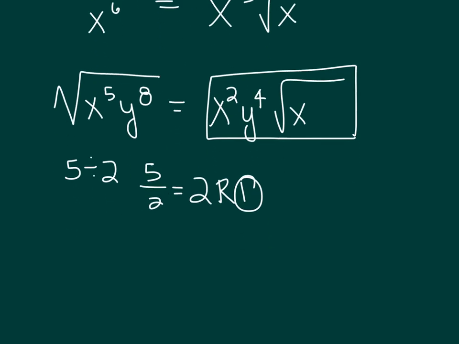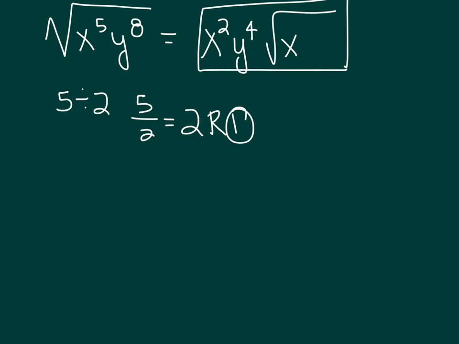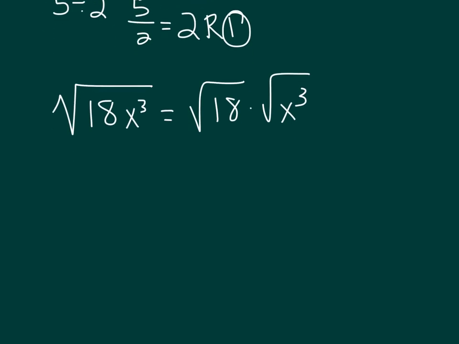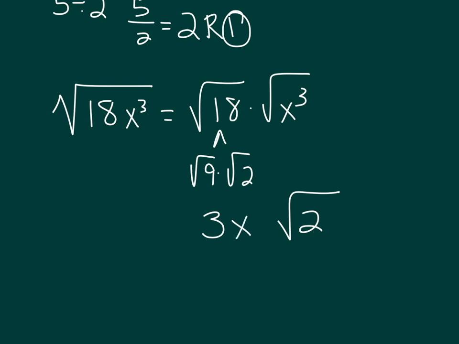And finally, if we have a number involved, something like the square root of 18 x to the 3rd, I'm going to handle them separately: square root of 18 and square root of x to the 3rd. The square root of 18 I can simplify into square root of 9 times square root of 2. So that will become 3, and the 2 will stay inside. As far as my x to the 3rd, I'm going to have a pair of x's, so that'll come out as an x, but I'll have a single x left inside. So that just becomes 3x square root of 2x.